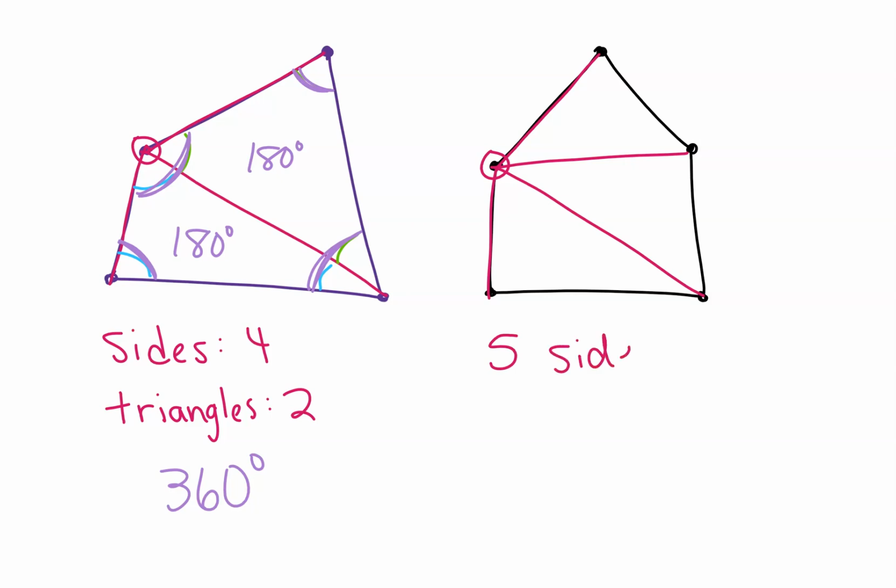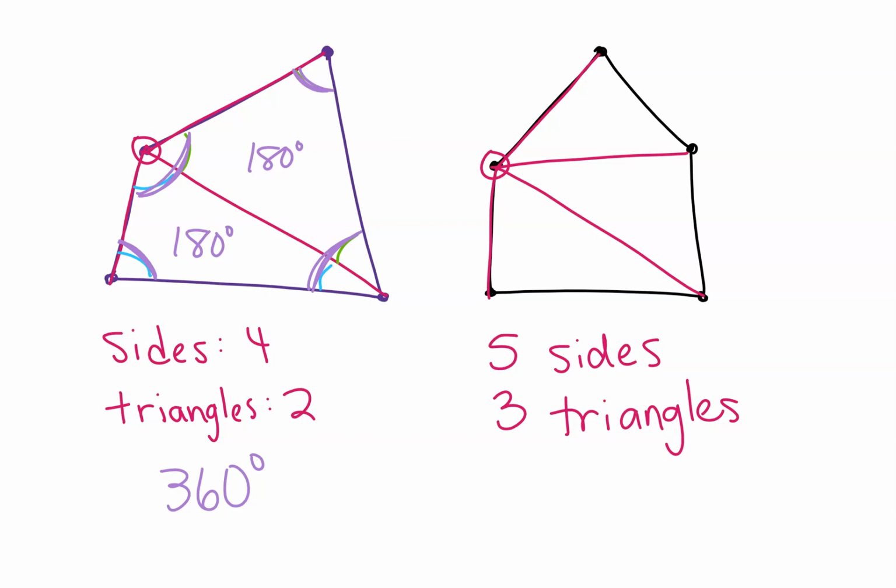So we started out with a shape that had 4 sides, and how many triangles did it make? 3. Wait, 4 sides? 5 sides? So a 4-sided figure gave us 2 triangles. A 5-sided figure gave us 3 triangles. Guess what a 6-sided figure would give us? 4. So what's the relationship there? The number of sides minus 2 tells you how many triangles.